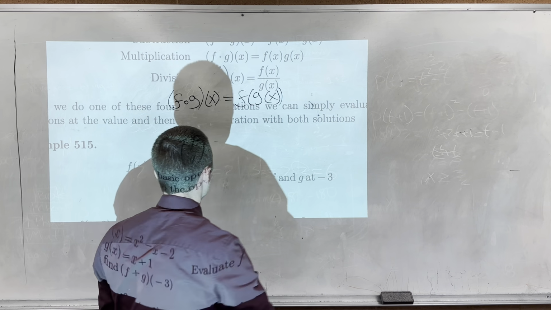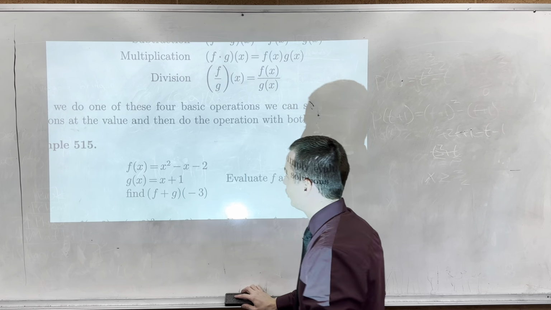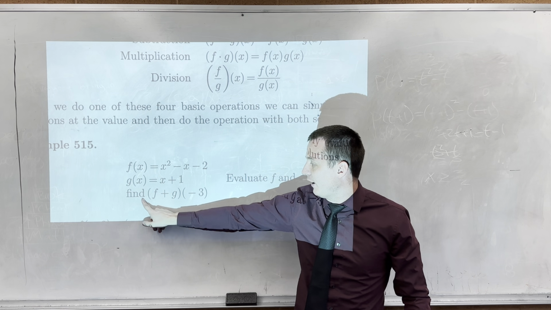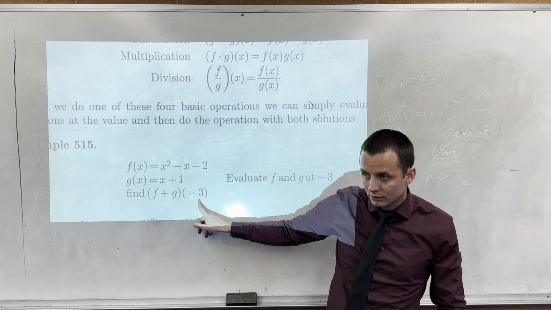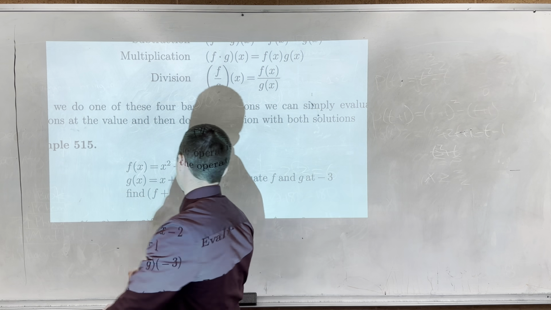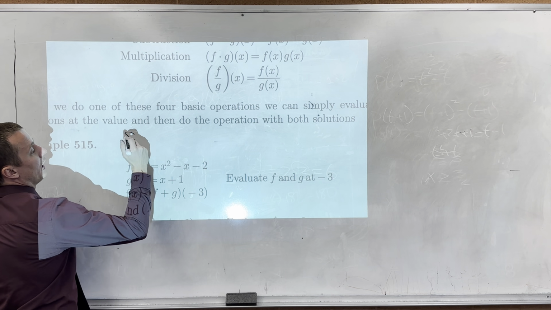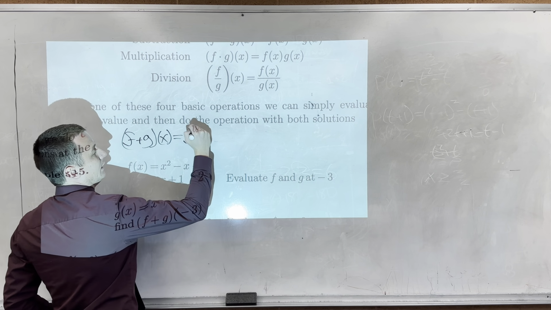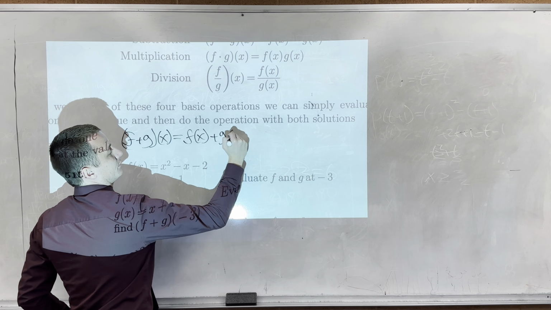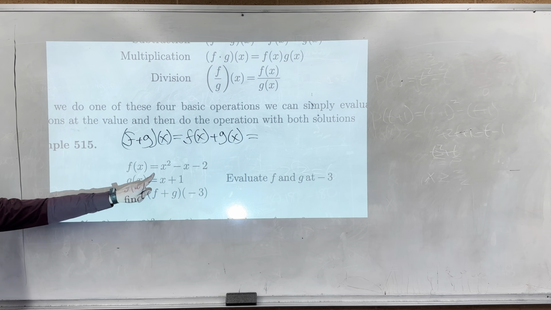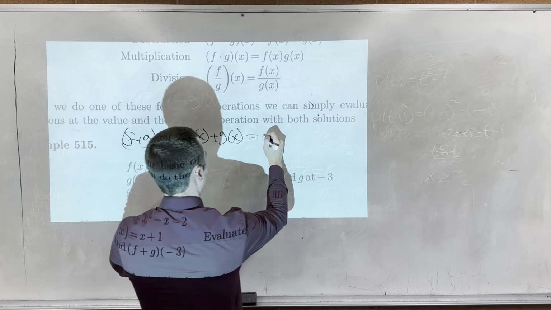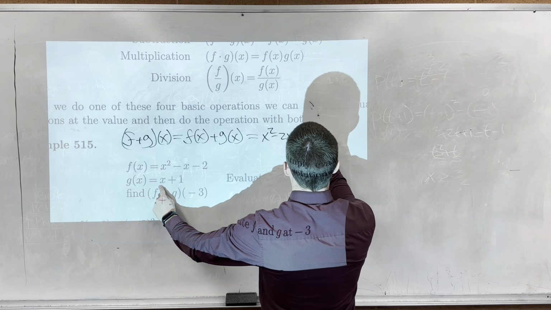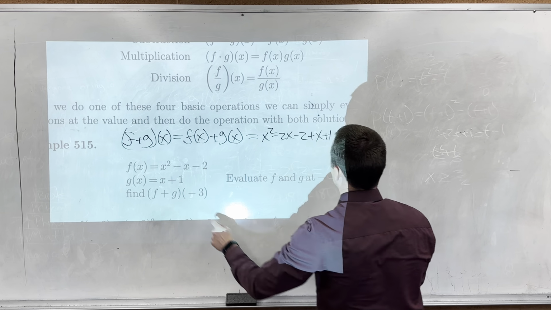So let's do some examples of this. First off, here are two functions. F of x is this function, g of x is this function. He wants us to find f plus g of -3. There are two ways you could do this. The first way is to figure out what f plus g of x is. By definition it's f of x plus g of x, which is equal to, what's f of x? It's x squared minus 2x minus 2. What's g of x? It's x plus 1. So we're going to do plus x plus 1.